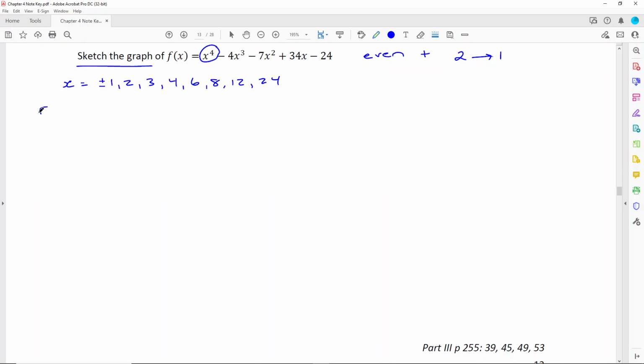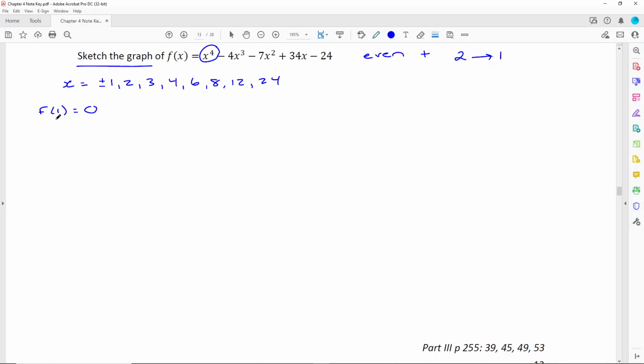So let's try 1. If I plug 1 into here, I'm going to get 1 minus 4 minus 7 plus 34 minus 24. Let's check it. I don't think it's going to work. 1 minus 4 minus 7 plus 34 minus 24. Oh, it worked. I got 0. Did I really? I thought we did it this morning and it didn't. 1 minus 4 minus 7 plus 34 minus 24 is 0. Oh, look at that. Nice and easy.